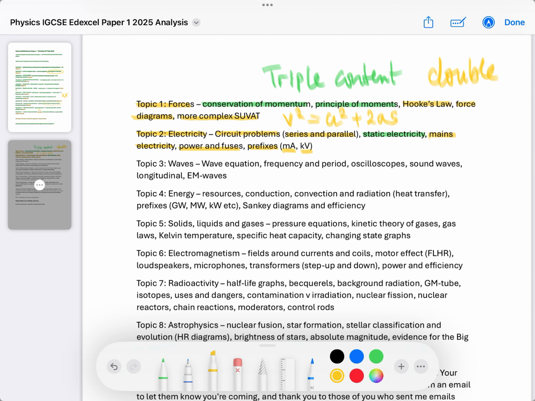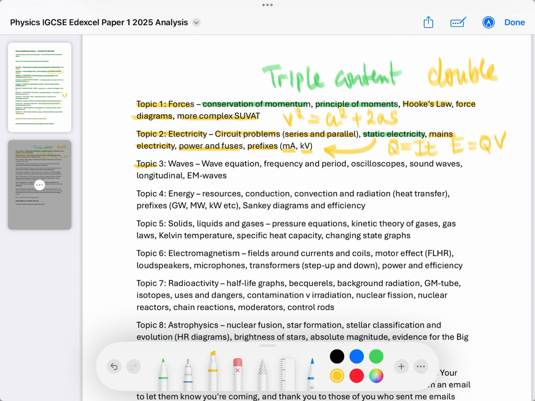They could also give you a static electricity situation with Q equals It and energy equals QV. So Q equals It could be given in the static electricity type question. So they can combine electricity problems with static electricity, and energy is charge times voltage. Or you could say voltage is energy per unit charge.